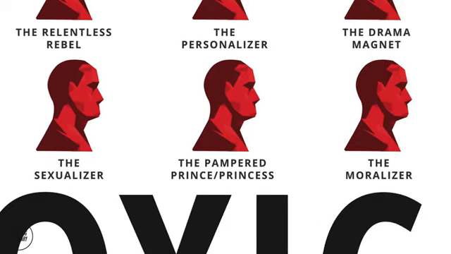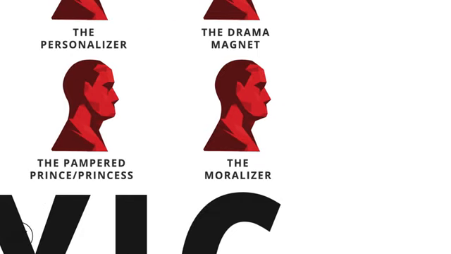The pampered prince or princess, someone who is overindulged and given too much attention by their parents at a young age. If they don't get what they want, they can show baby-like behavior to an extreme of even throwing tantrums. The moralizer, someone who condemns something but secretly is drawn to that thing. They seem moral, but they have a secret dark side.